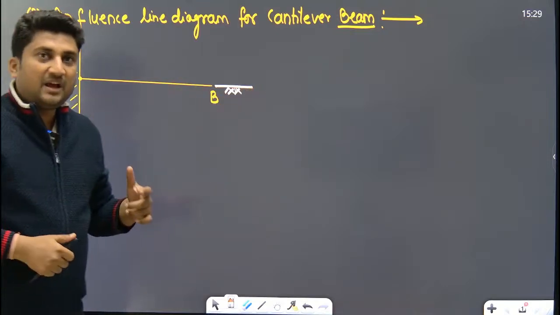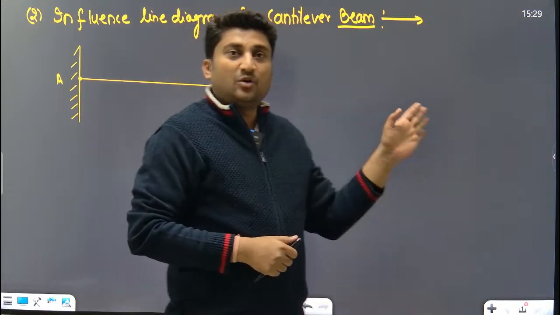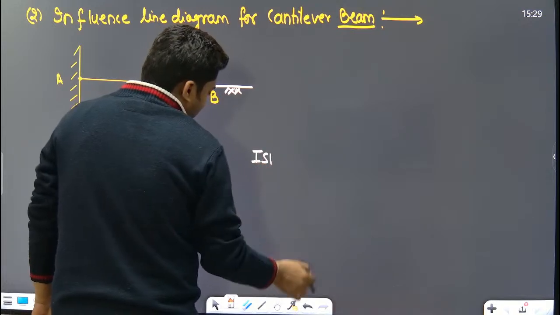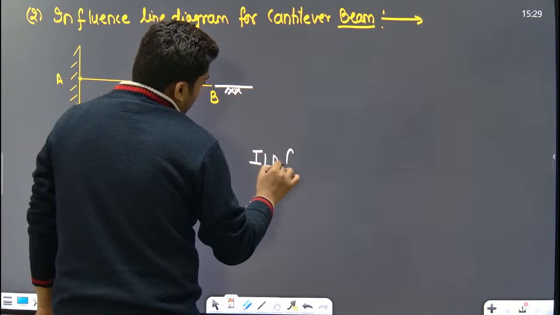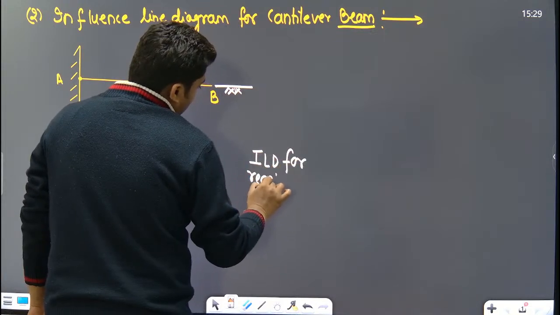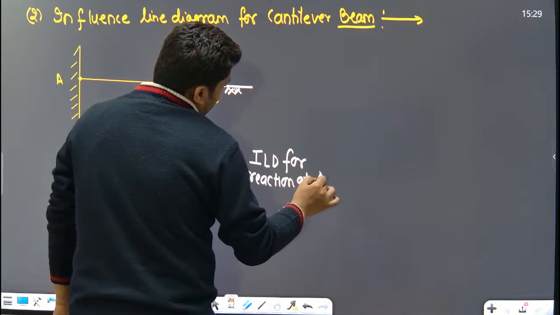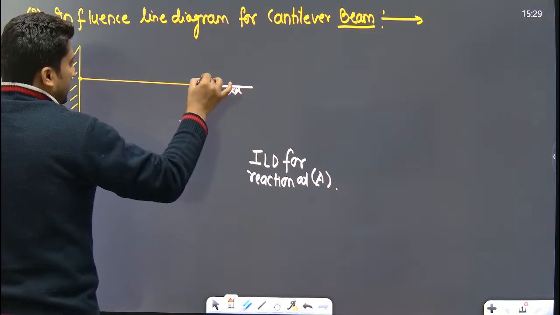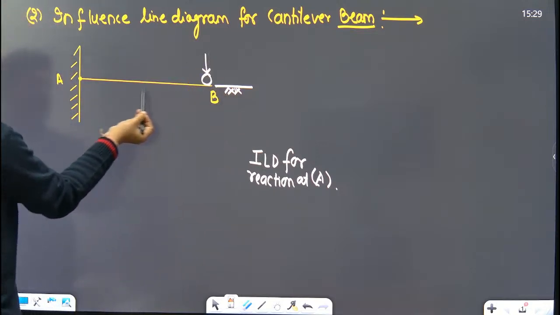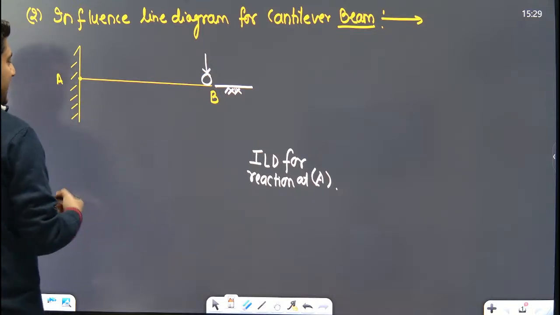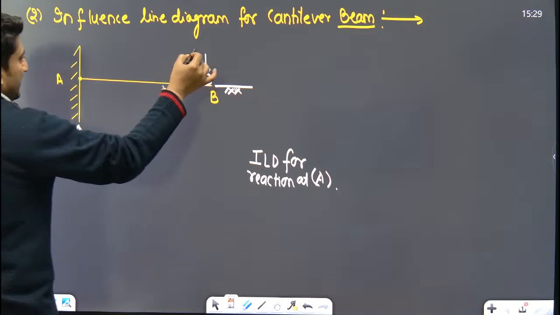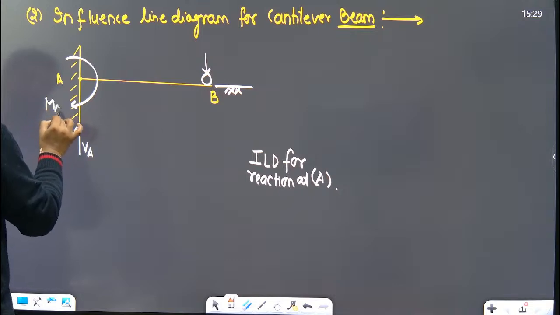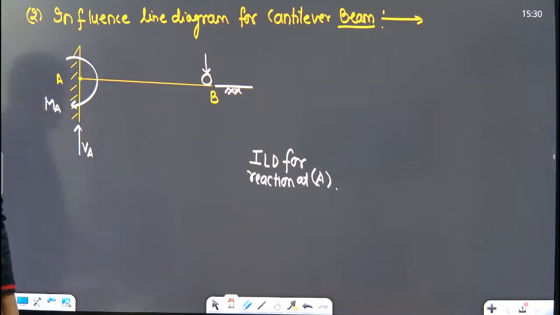Now, influence line diagram means the behavior of the load when a unit load moves on the beam. Look very carefully. First we will draw the ILD for reaction at A. If the unit load moves from B to A, what is the behavior of the reaction at A? Because of the unit load, reaction VA will be developed and moment MA will be developed. Yes or no? Clear everyone?